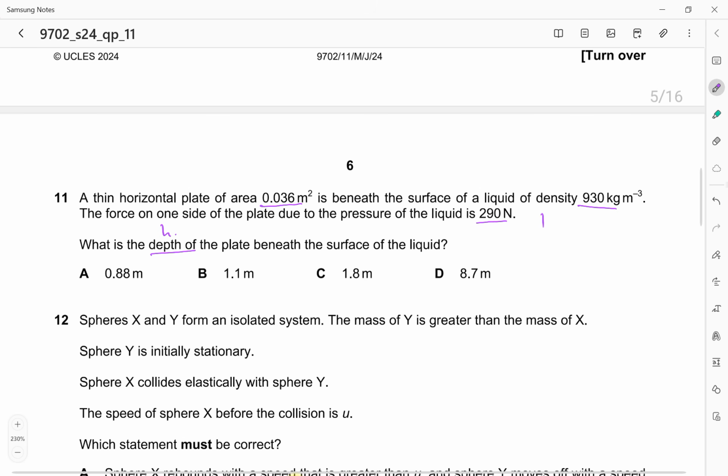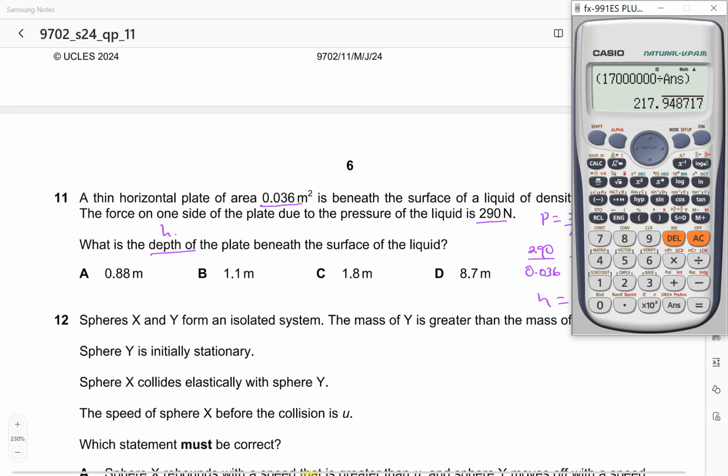So first of all, we know that pressure is defined as force acting normally per unit area, but pressure due to liquids is density times G times H. So I'm just going to equate these two equations. So pressure is going to be 290 divided by the area, which is 0.036, should be equal to the density, which is 930 times G, which is 9.81, then times the height h. So I'll just make h the subject from my calculator.